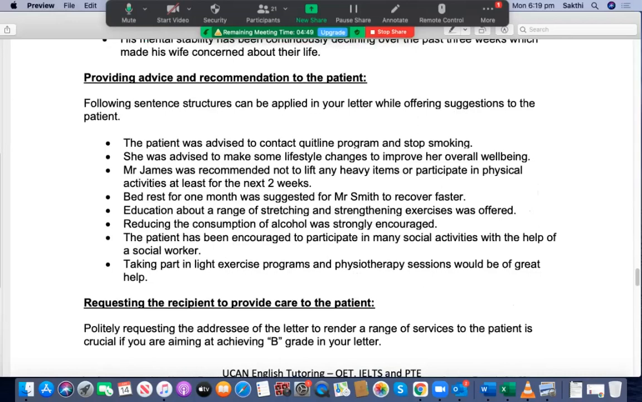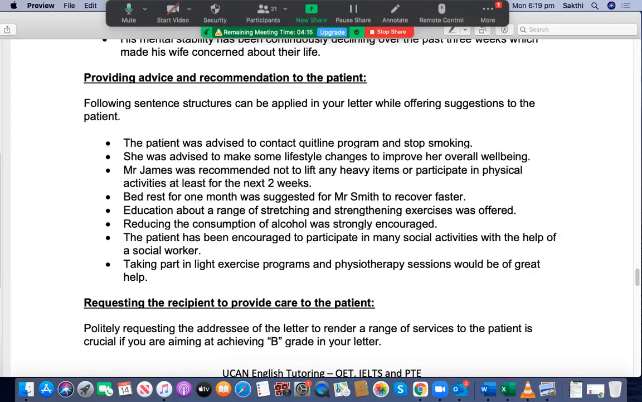Providing advice and recommendations to the patient. Following sentence structures can be applied in your letter while offering suggestions to the patient. Look at this. The patient was advised to contact Quitline program and stop smoking. She was advised to make some lifestyle changes to improve her overall well-being. Mr. James was recommended not to lift any heavy items or participate in physical activities, at least for the next 2 weeks. So we are clearly stating the duration as well.